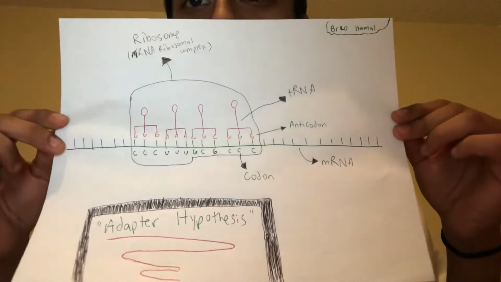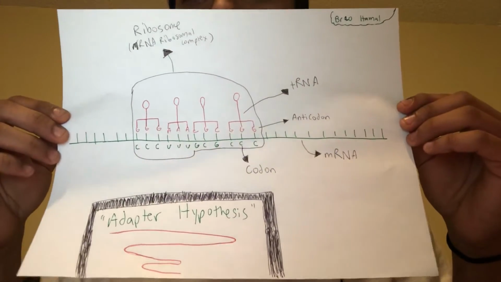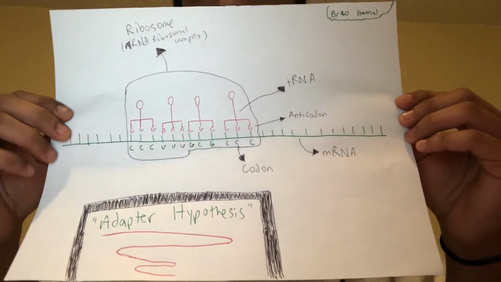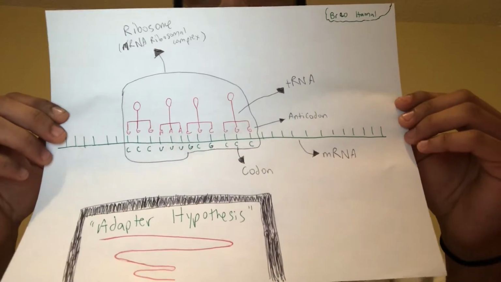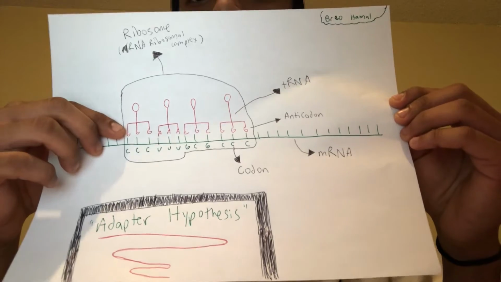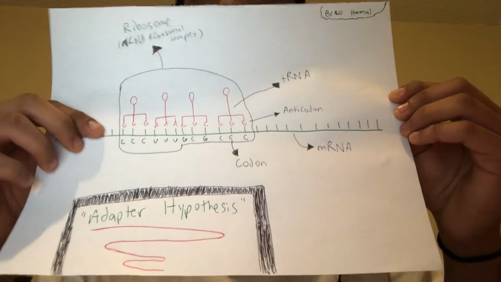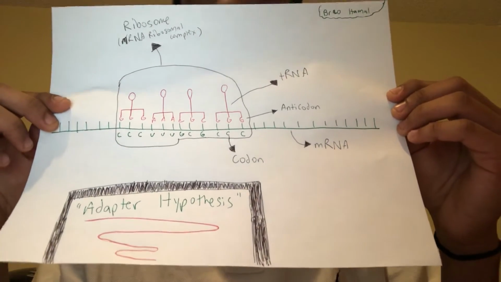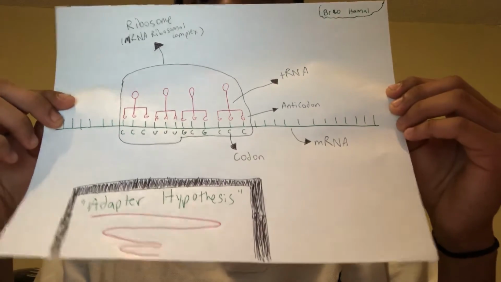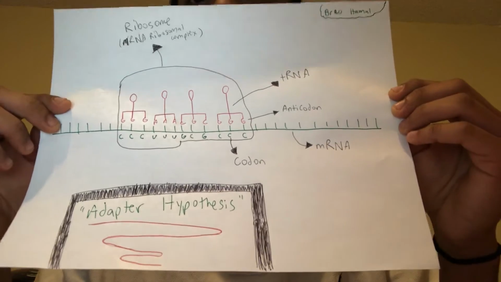So this is the illustration I came up with, the diagram I came up with to show the adapter hypothesis. I think the name adapter hypothesis relates to the known function of tRNA because the tRNA molecule attaches to the mRNA ribosomal complex to add the appropriate amino acids to the growing polypeptide chain. So by bringing the appropriate amino acids to the ribosomes, the tRNA acts as an intermediate in building the appropriate polypeptide.